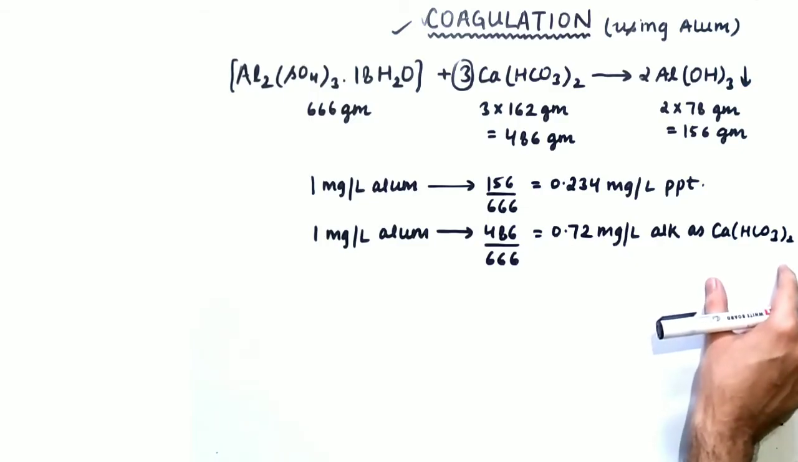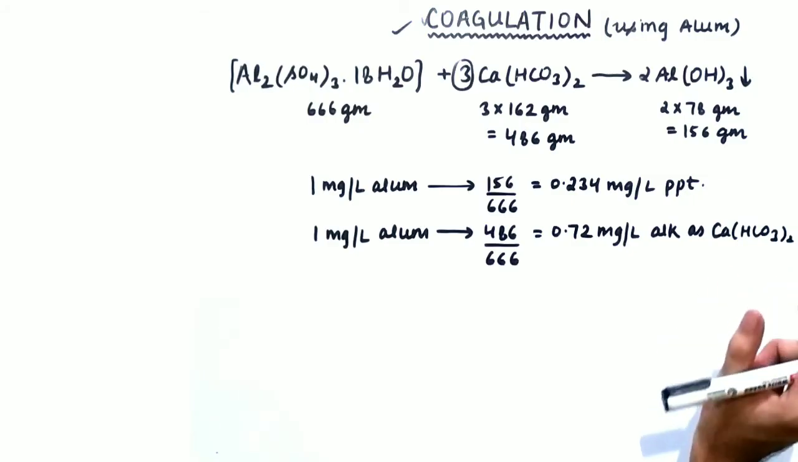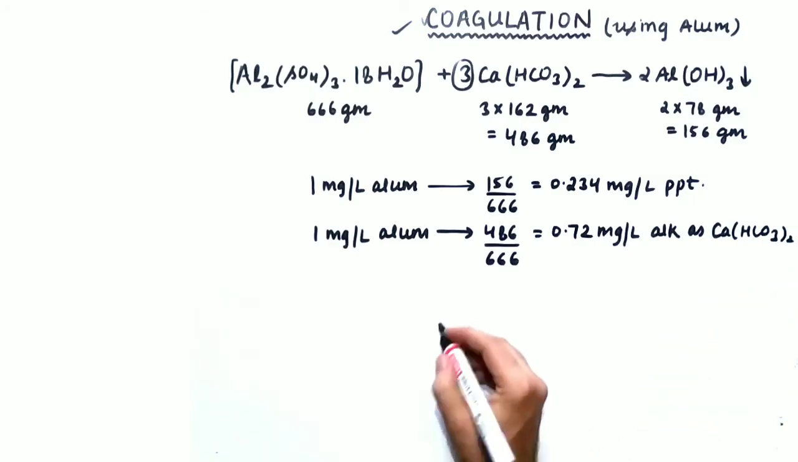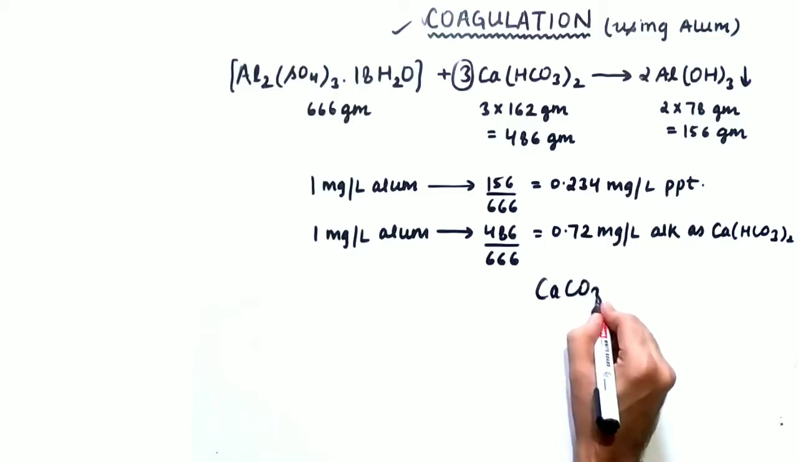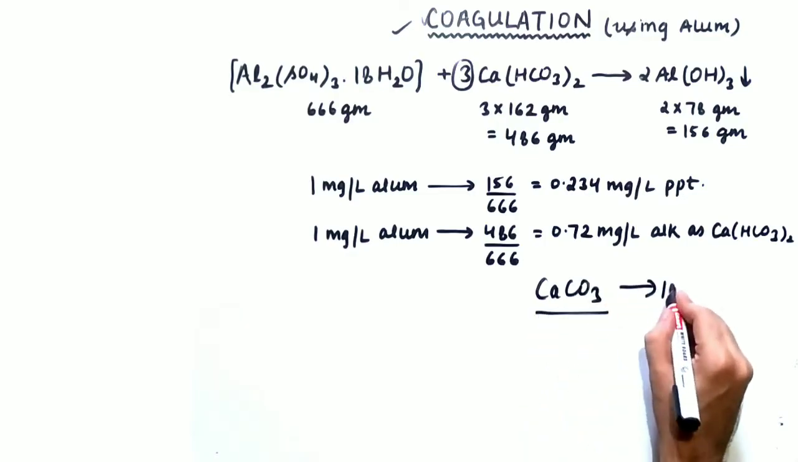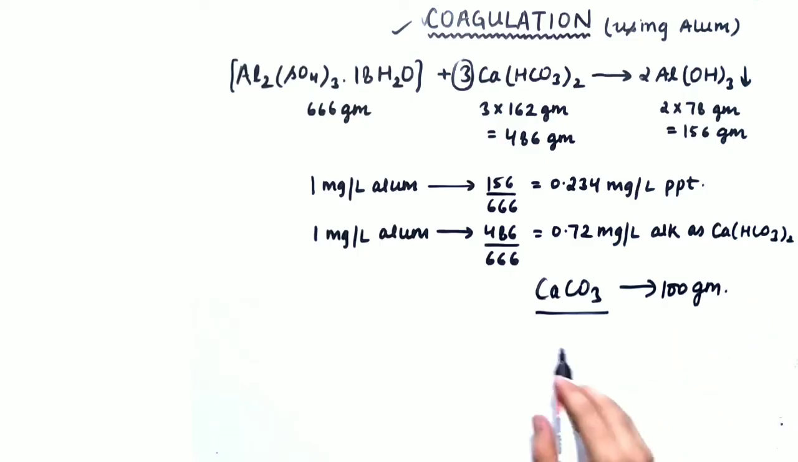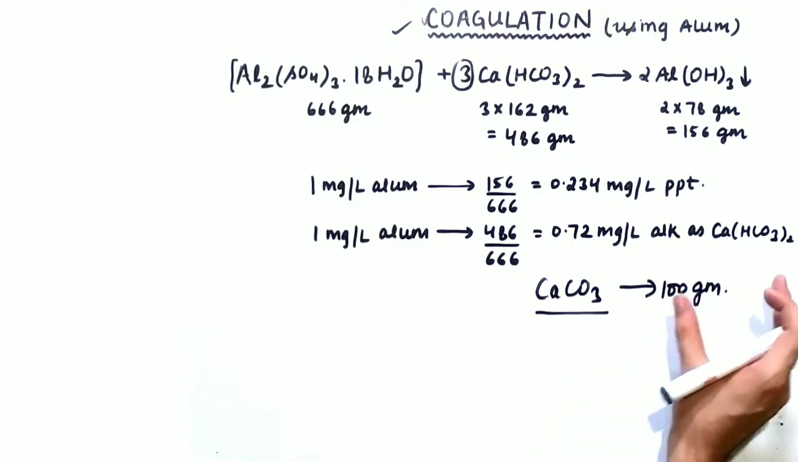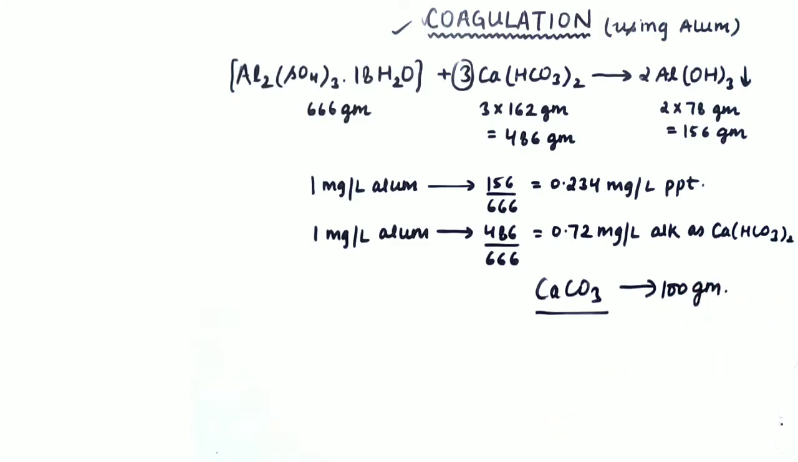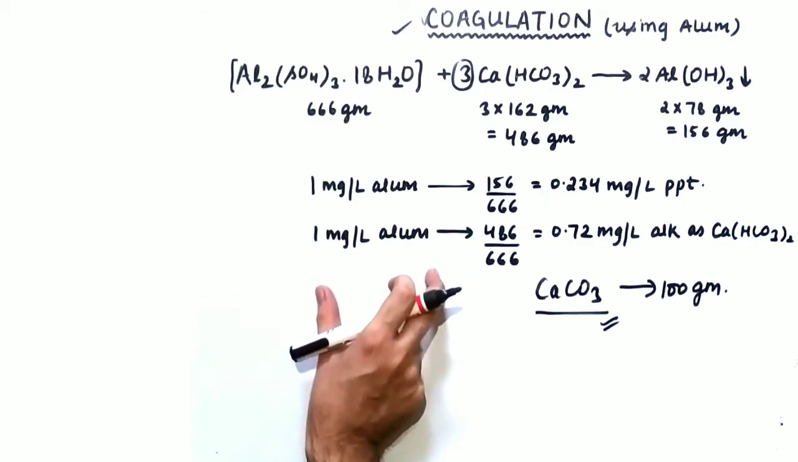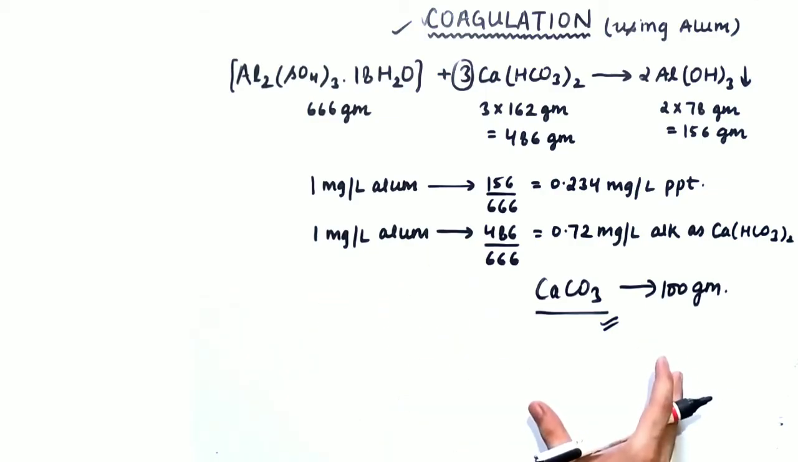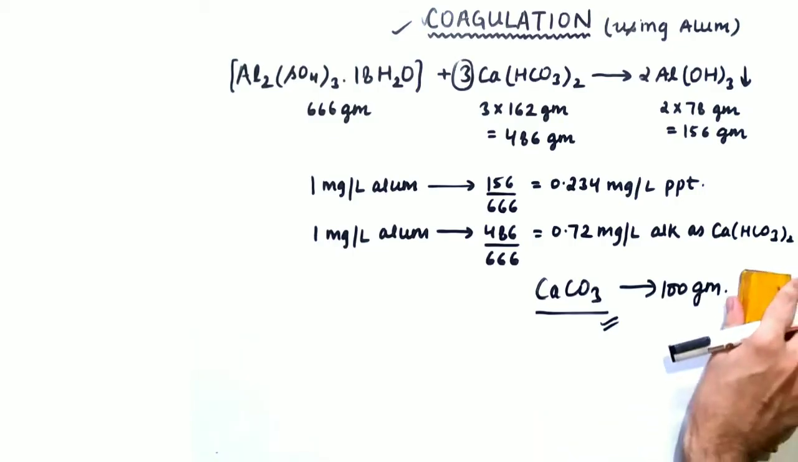But in the environmental industry, we measure alkalinity and several other terms in terms of CaCO3, because CaCO3 has a molar mass of 100 grams, and because of which it is very easy to do the calculations. So the examiner may ask you what is the alkalinity needed in terms of Ca(HCO3)2, or it can ask you what is the alkalinity needed in terms of CaCO3. So we should know that 1 milligram per liter of alum will require how much alkalinity in terms of CaCO3. So let us calculate that.